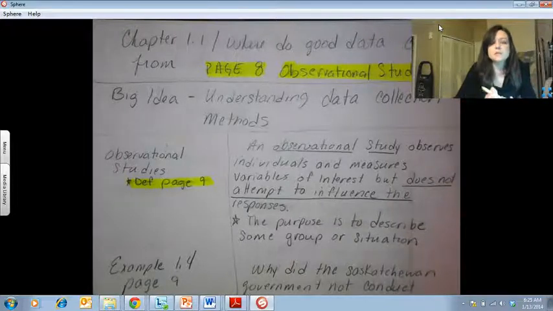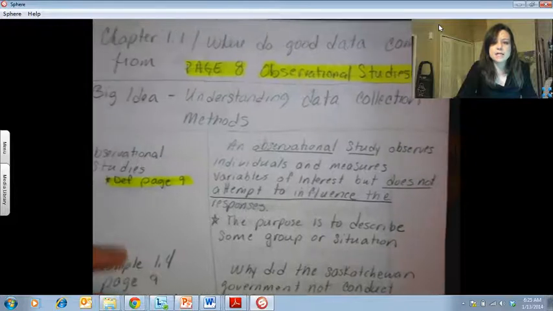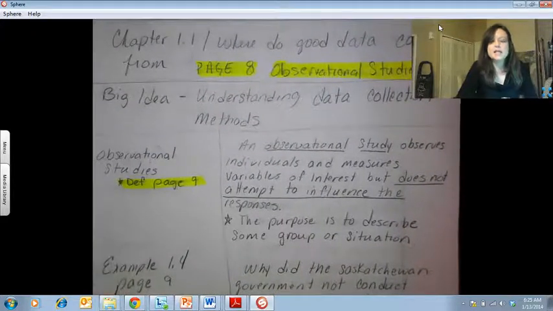This becomes very important when we're talking about the differences between experiments and observational studies, because experiments will do something to change the outcome, and observational studies are just what it sounds like. Observational studies are just looking at something, watching something. Like if you read the book, it talks about how Jane Goodall used observational studies when she was viewing the chimpanzees.